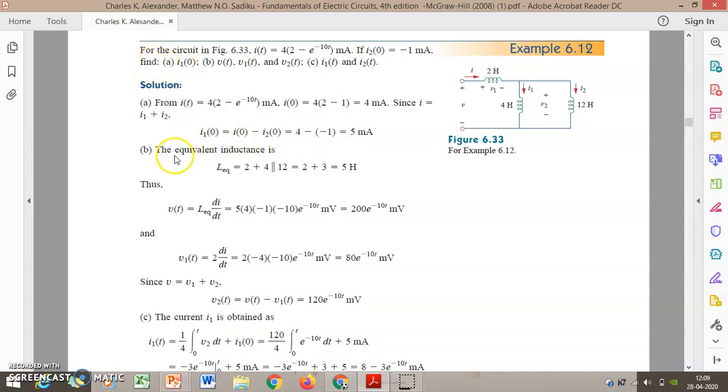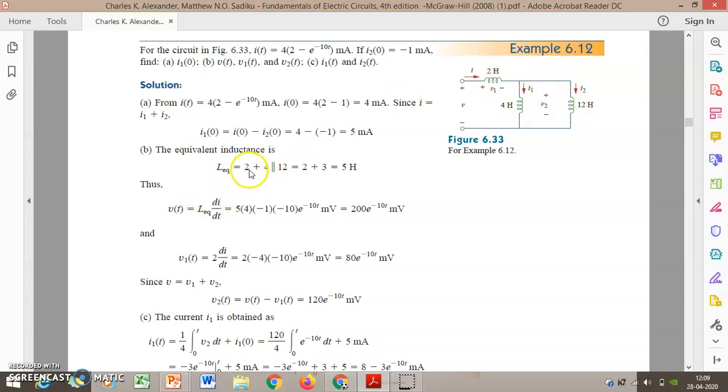The second one is equivalent inductance. Why are we finding equivalent inductance? Because they have asked you to find V of t. V of t is nothing but L into di by dt. Here V is the input or the source voltage. For the source voltage, we have 3 inductances connected, so we have to find the equivalent inductance.